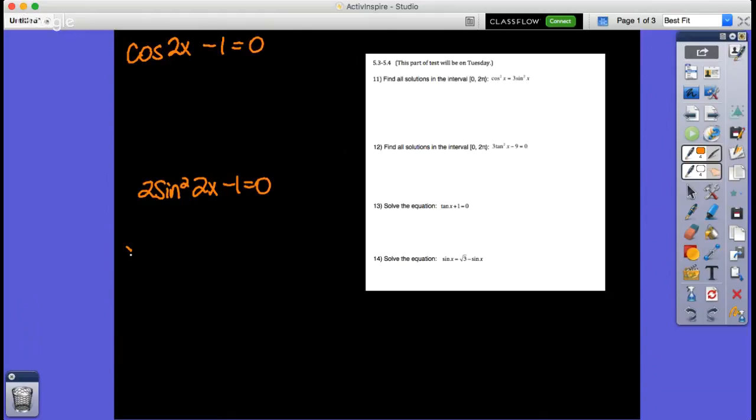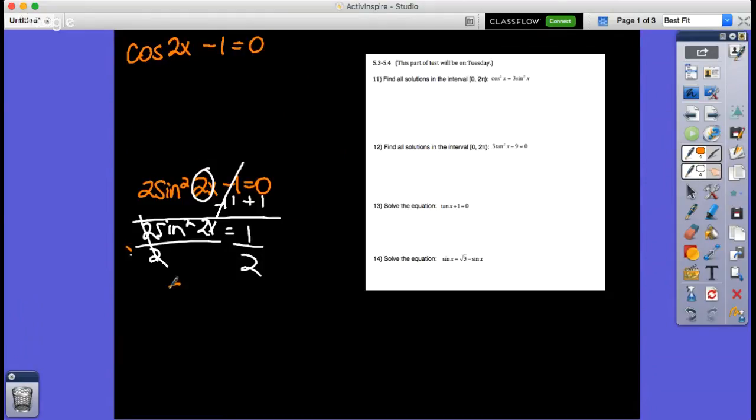Last one here. So this time, again, we're going to freeze the 2x. We're going to add 1, okay? Add 1. These cancel. So we got 1 on the right side. On the left side, we divide by 2, right? So, let's just rewrite this here. 2 sine squared of 2x, we're going to divide by 2. What I do to one side, I do to the other. So what I've got here is sine squared of 2x equals 1/2.